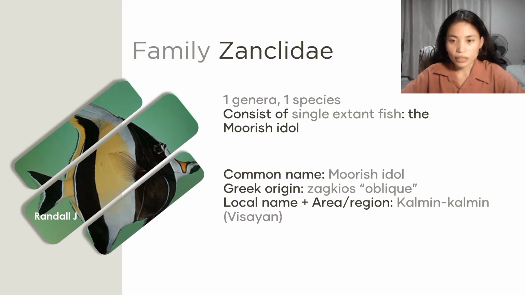The family Zanclidae consists only of a single living marine fish species, the Moorish idol. The Moorish idol got its name from the Moors of Africa, who believed the fish to be a bringer of happiness. Zanclidae is from the Greek word zanklon, meaning oblique. They are also called kalmin in Visayan. A few butterfly fishes in the genus Heniochus look similar to the Moorish idol. They are also a coveted aquarium fish, but are difficult to catch as they are finicky and they have difficulty adjusting to captivity.